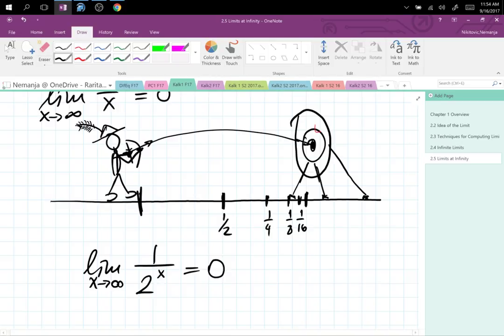See, the idea of division by infinity is easily understood because every time you divide by a number, the result is smaller, right?